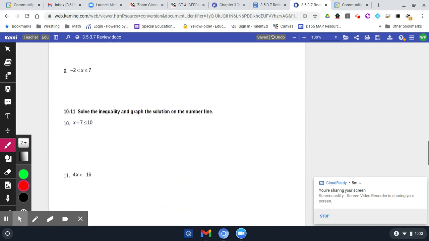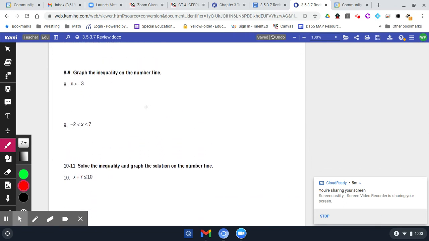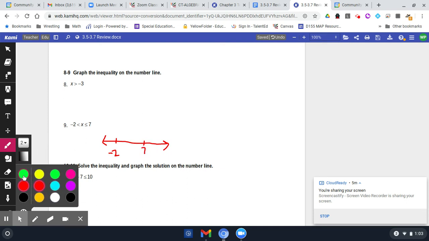So we can go ahead and do one of these. I'm just going to let you know this is an and statement. So we go ahead and highlight. We have -2. We have 7. All right. And it's an and statement there. Open circle, closed circle, highlight in between.